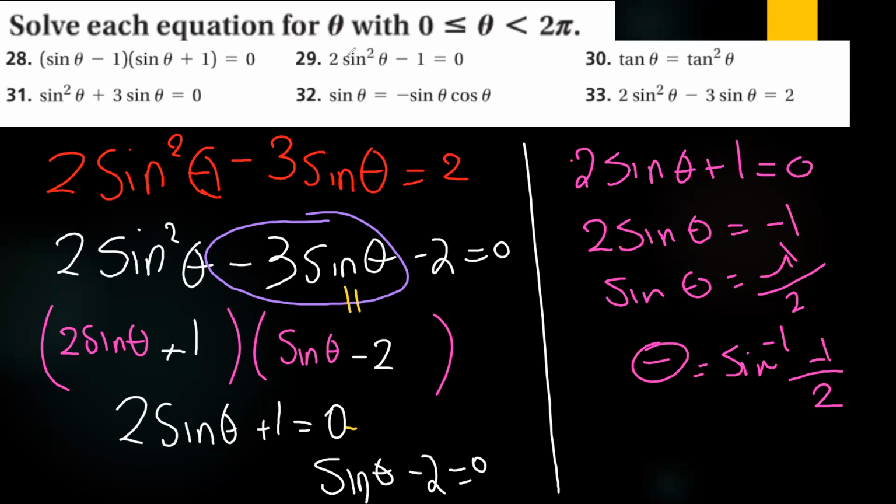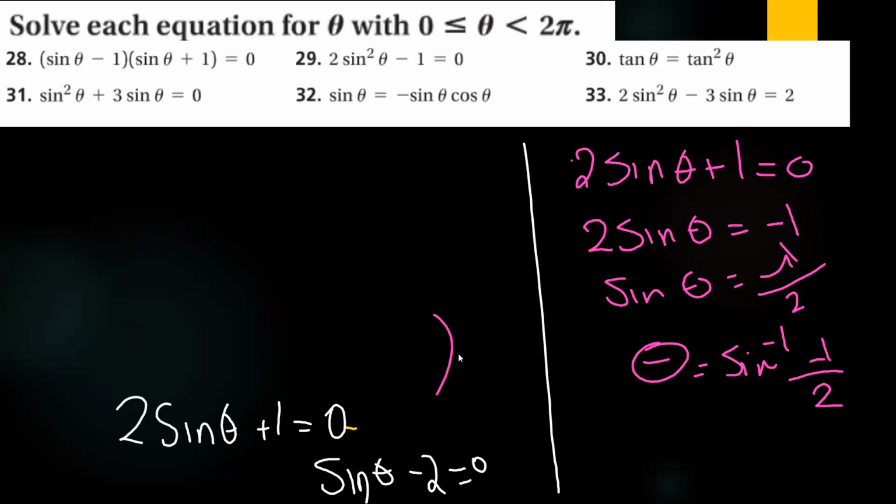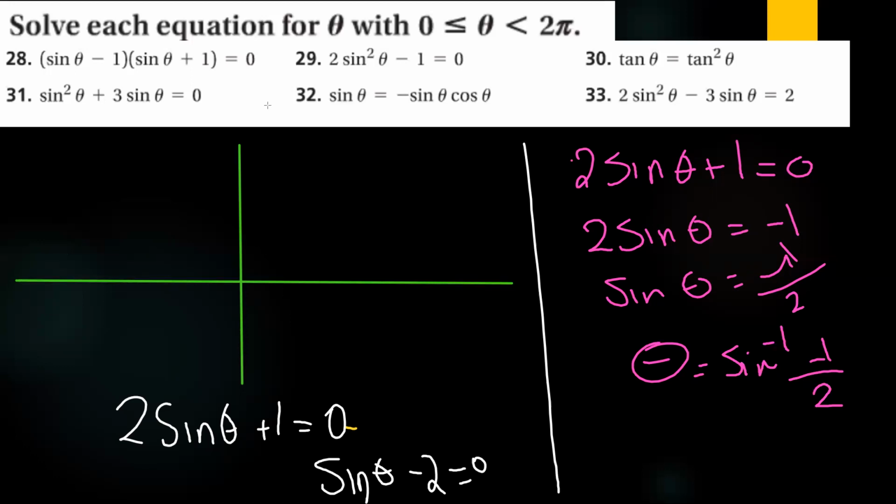What you have to do, remember the unit circle. It's in the third and the fourth quadrant. First here, you have to remember that. Let's draw now our unit circle. Then the sine of theta is half. That means this theta is 30.